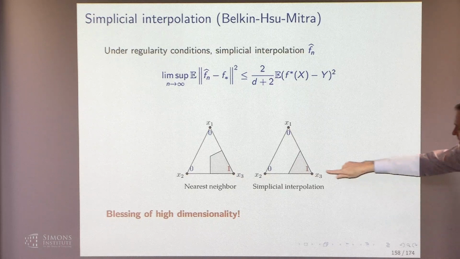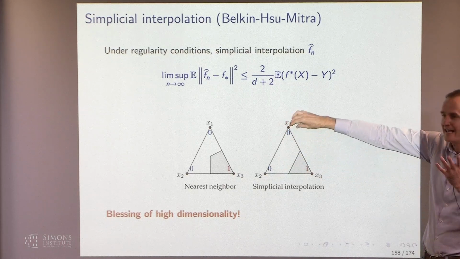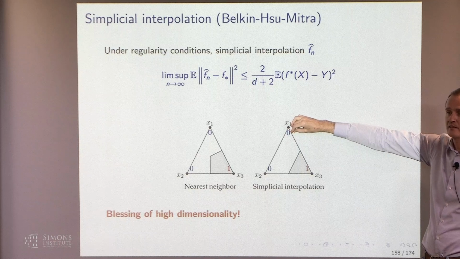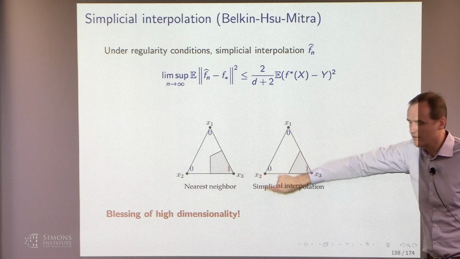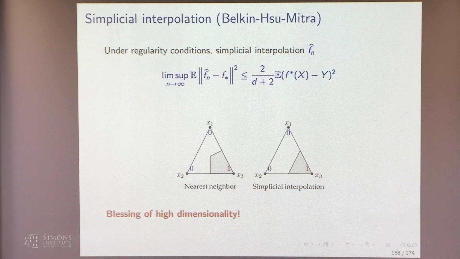Okay, which has the nice property that at any point in the sample, I'm actually interpolating, right? The linear function, of course, goes through the values at those points. So it is an interpolating prediction scheme.